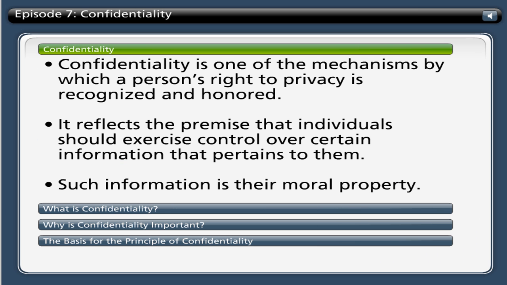About confidentiality. Confidentiality is one of the mechanisms by which a person's right to privacy is recognized and honored. It reflects the premise that individuals should exercise control over certain information that pertains to them. Essentially, this information is their moral property.